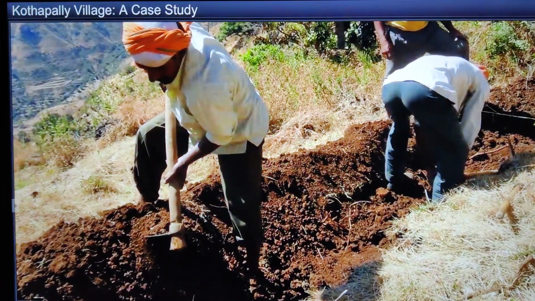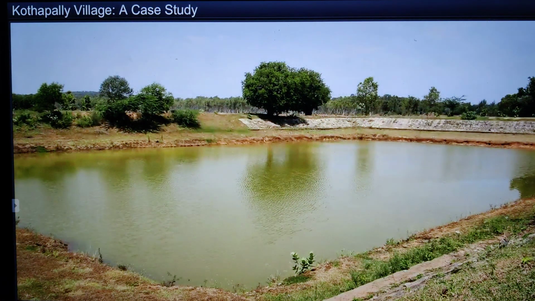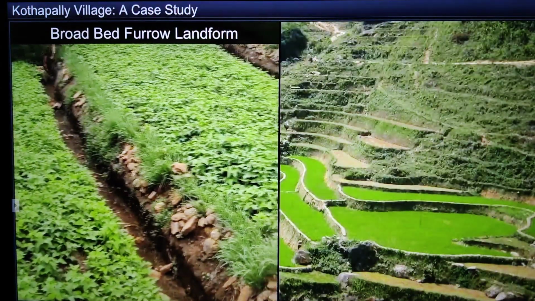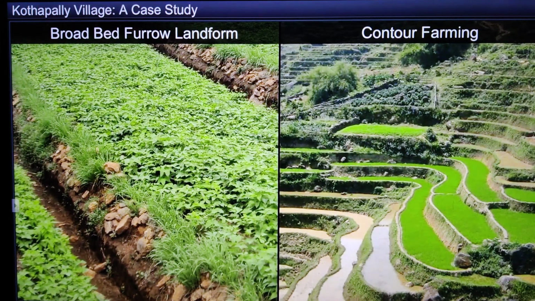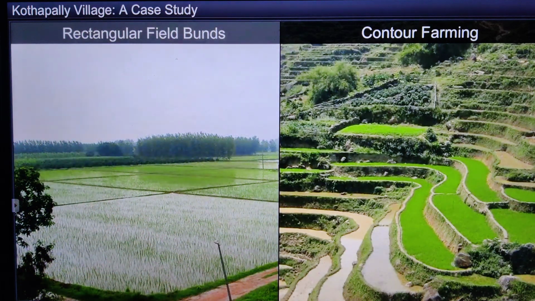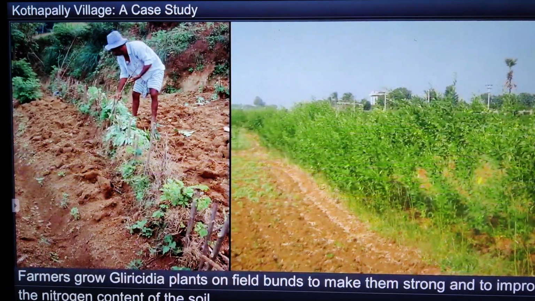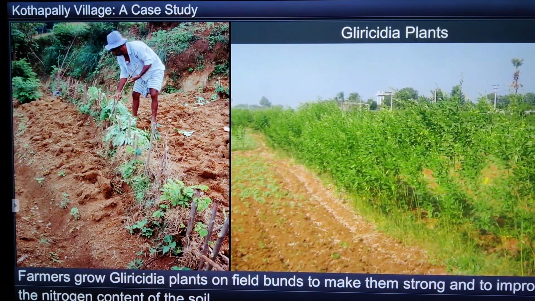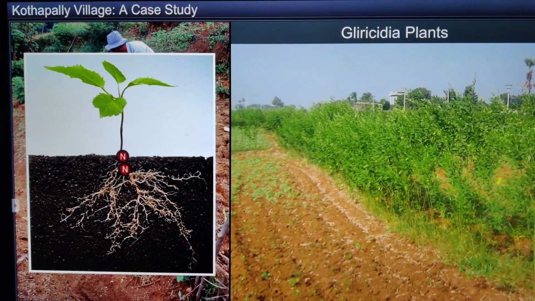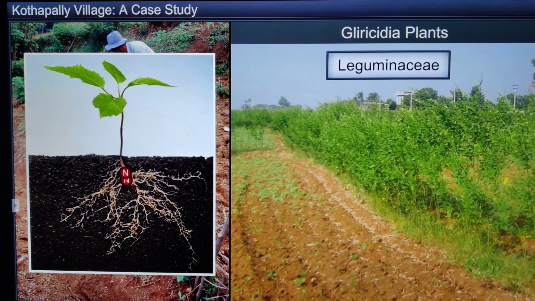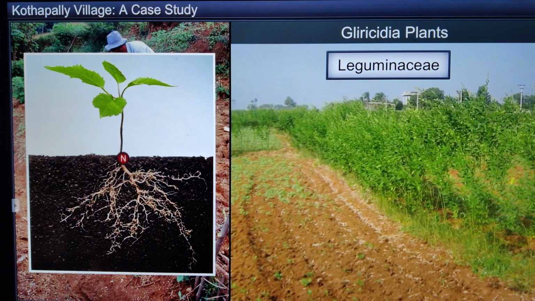Each farmer in Kottapalli takes care of soil and water conservation in their fields. Broad bed furrow landform and contour farming are common methods practiced for efficient utilization of soil. They also made rectangular field boundaries or contour trenches across the slopes to conserve rainwater. Farmers grow Glycidia plants on field bunds to make them strong and to improve the nitrogen content of the soil. The plant Glycidia belongs to the family of Leguminaceae, which is adapted to grow in dry lands.